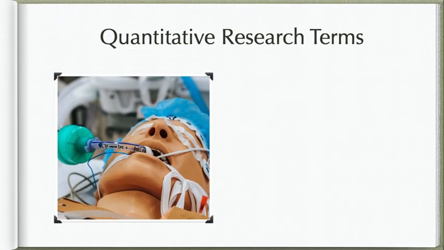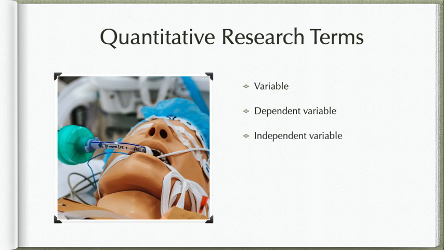Next, I would like to introduce you to terms frequently used in research. Variable. Variable is something that varies and has different values that can be measured. There are two types of variables, dependent and independent. Dependent variable is being studied, determined as a result of a study. Independent variables are causes or conditions that are manipulated or identified to determine the effects on the dependent variable.